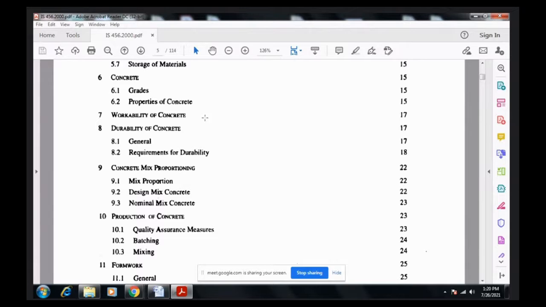Can you carry the concrete on head? Is it possible? No. Then what did they do? They went for pumped concrete. Like you are pumping water, they are pumping concrete.